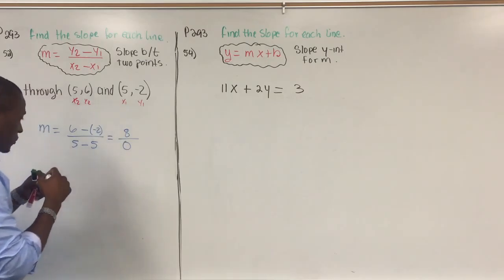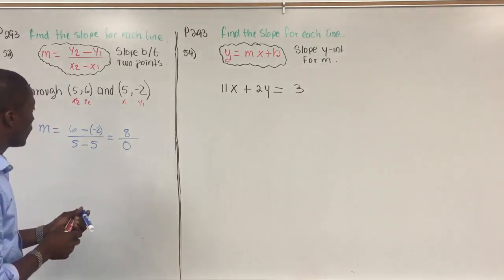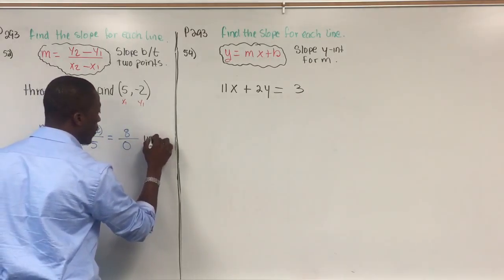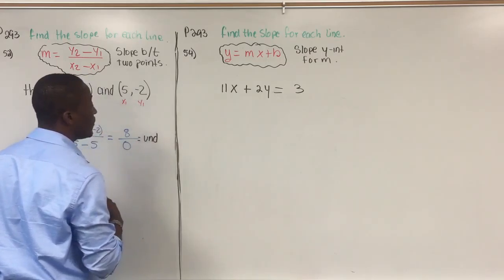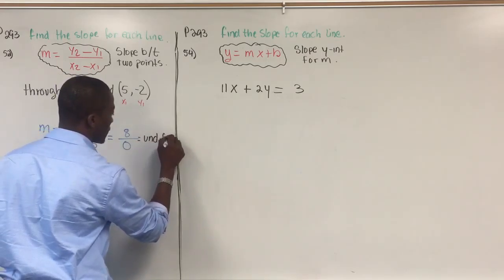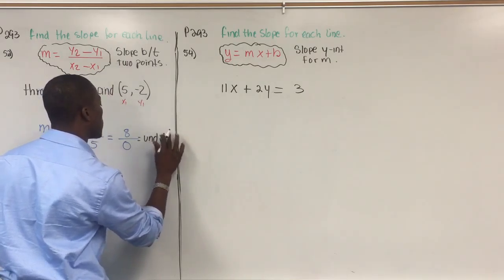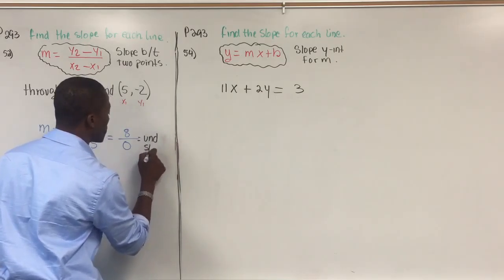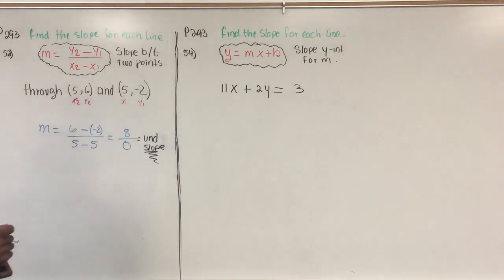So 8 divided by 0, we know we can't divide by 0, so therefore for this question, the slope will be undefined. So this will be undefined slope. And that's what you will identify the slope as, undefined.